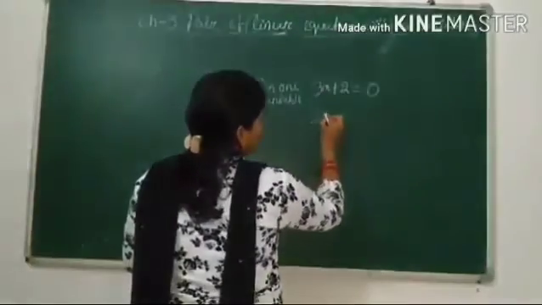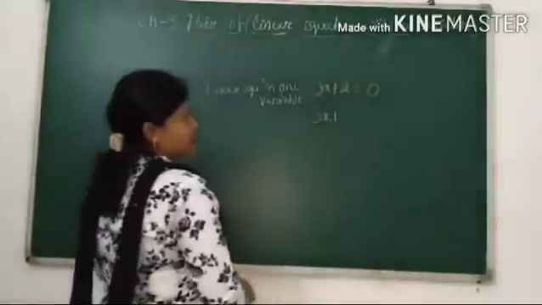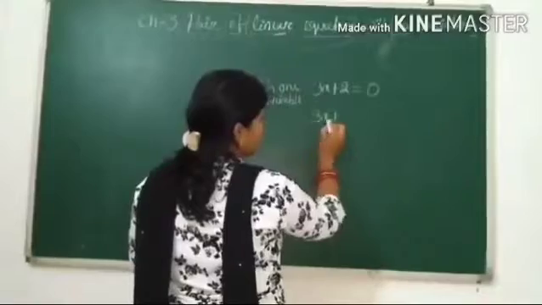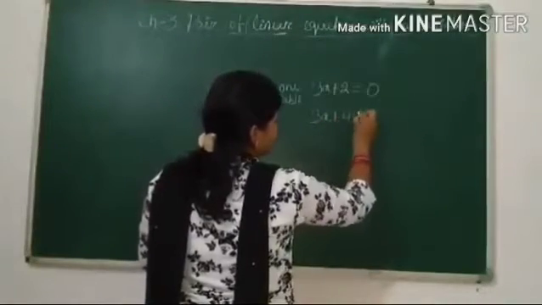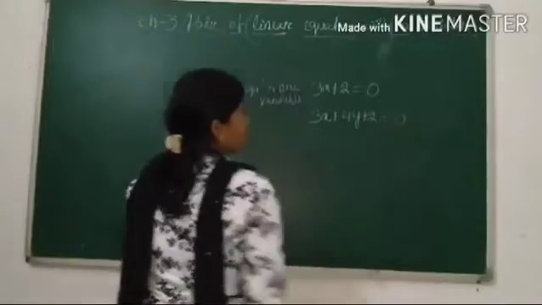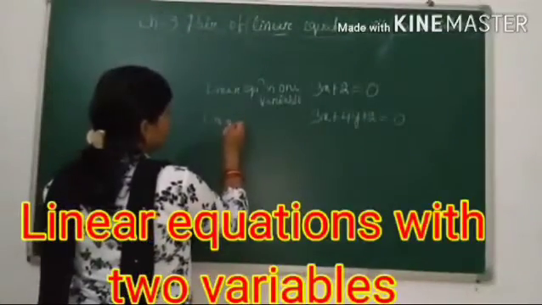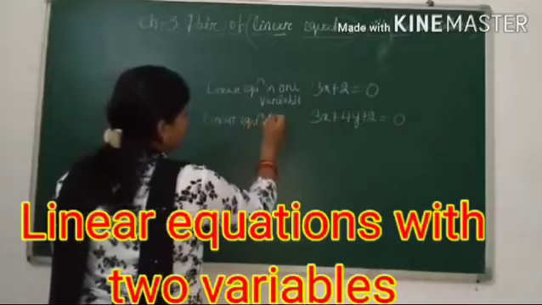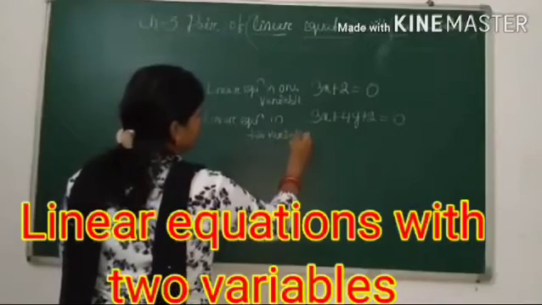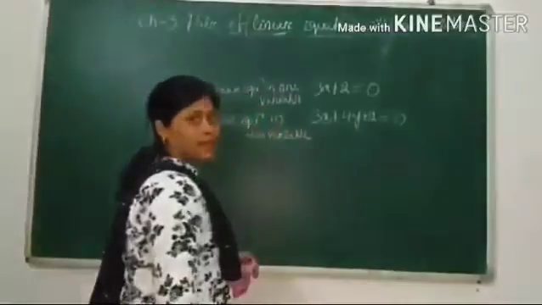The second part is linear equation with two variables. Here I am going to write two variables. So your equation is 3x plus 4y plus 2 is equal to 0. This is an example of a linear equation in two variables. Here x is one variable and y is another variable.